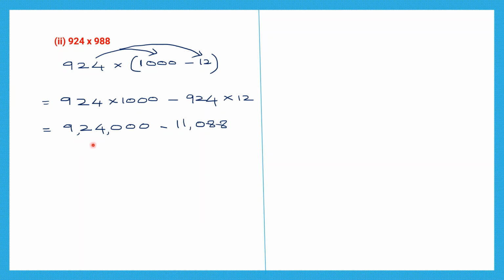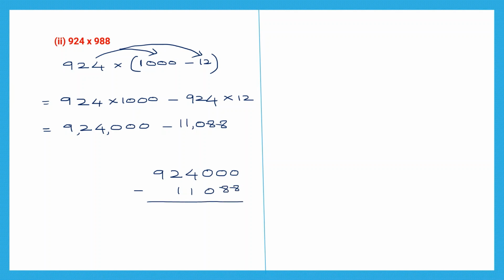We've got 9,24,000 minus 11,088. Now we need to subtract these two. So let's do that subtraction. Let me write down 9,24,000 minus 11,088. So let's subtract these.